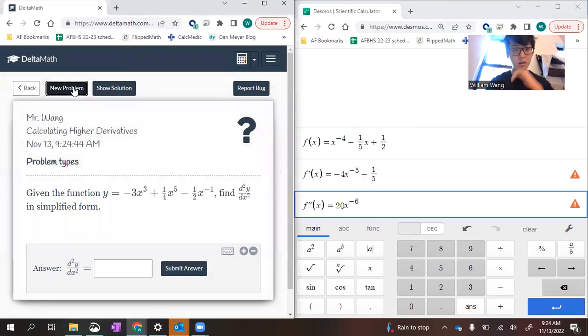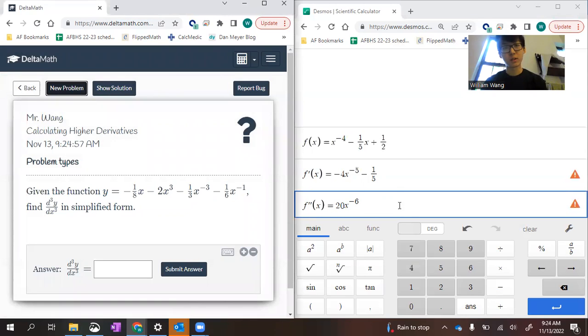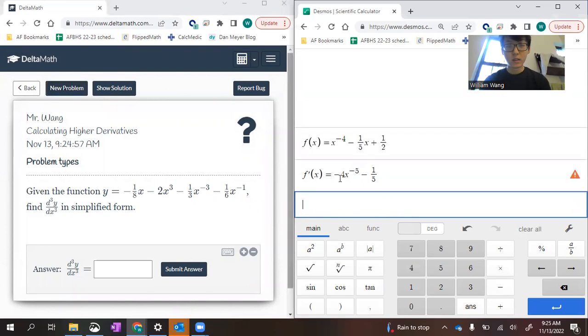Let me see if there's any harder ones. Okay, just so we know, this is also the second derivative. This is labeled that, which means it's the second derivative. Okay, let's try this one because it looks a little bit tougher.